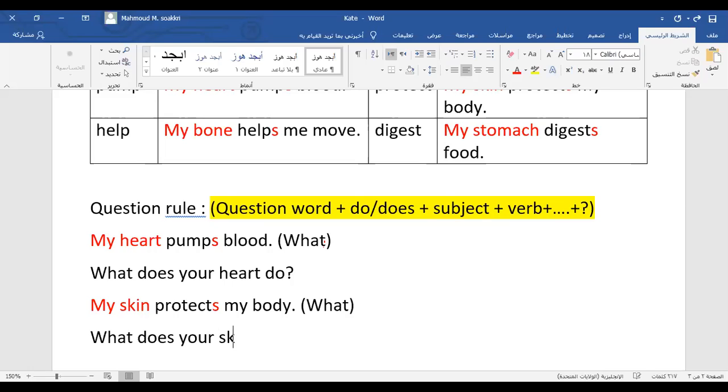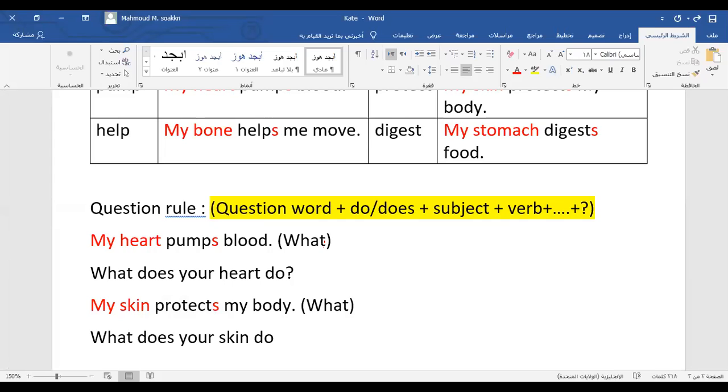Your skin. Now, what does your skin do? Yusuf Khalid, I don't want to ask about my body. I want to ask about the verb. I wanted to know what is the job of the skin. Now, the job is protects. The verb is protects. Now I need to write a verb. I can't write protects because I wanted to ask about it. I have to use another verb. Can you tell me what is the verb that we can use instead of protects? Do. Excellent, Yusuf Khalid.